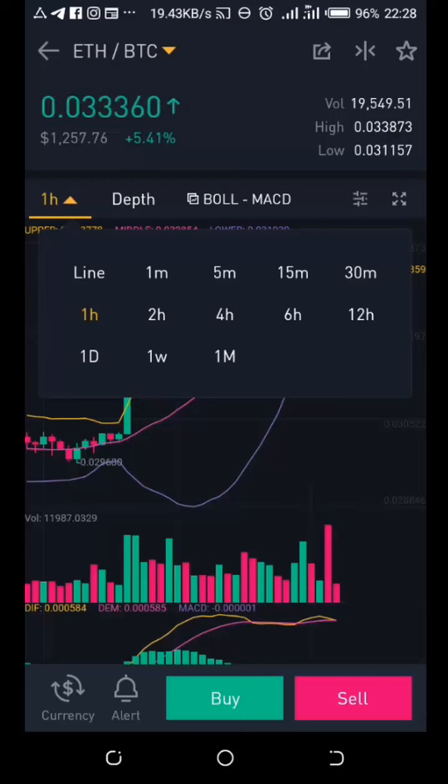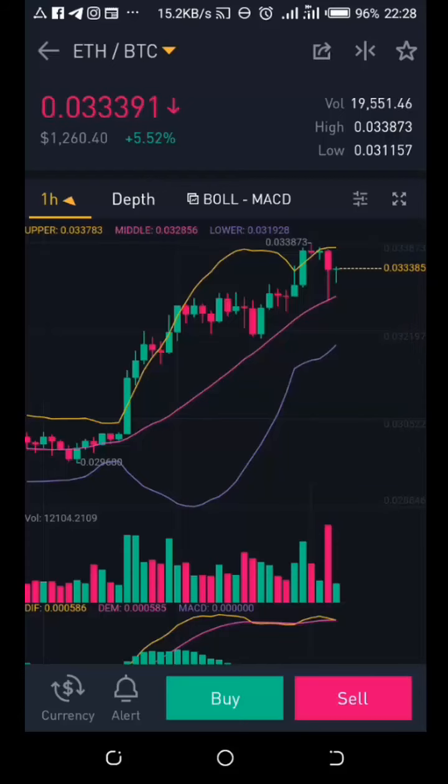Then if you click, this says 1H. On this 1H you can change the timeline of your chart, either 1 hour, 2 hours, 4 hours, 6 hours, 1 day, 1 minute, 5 minutes, depending on what you want to use to analyze the market. So we are using 1 hour. From the top right hand side, we see volume, high and low.